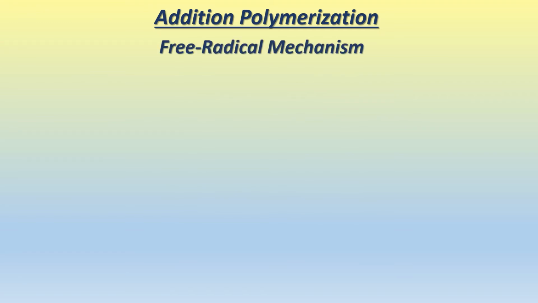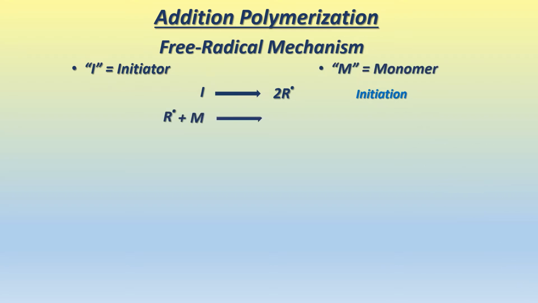These are called addition polymerizations. You start off with a species called an initiator. That initiator essentially is split into 2 radicals, a radical being a molecule with a lone single unpaired electron, through various initiation processes. Once those radicals are free in a system, they will react with monomers.